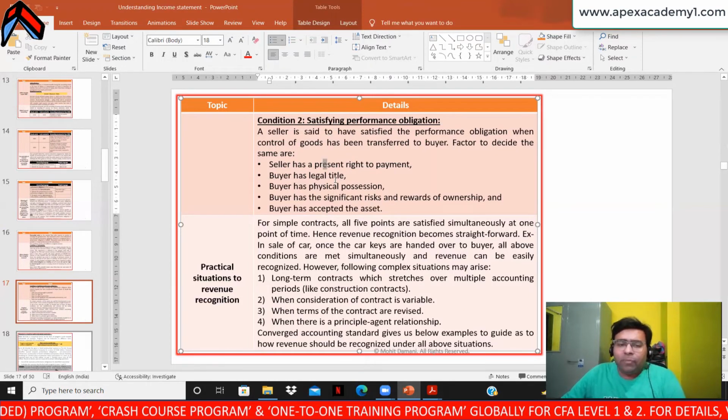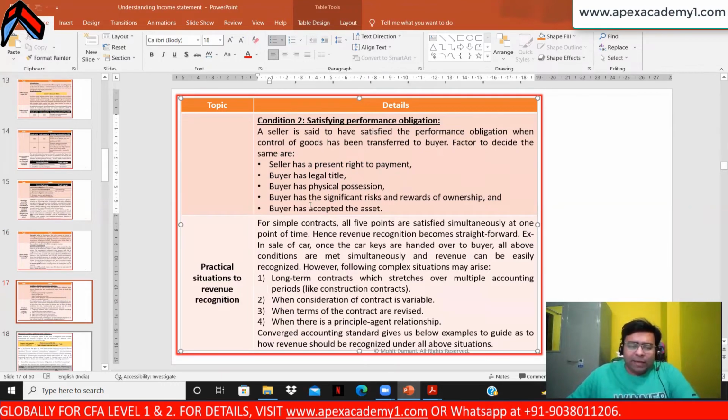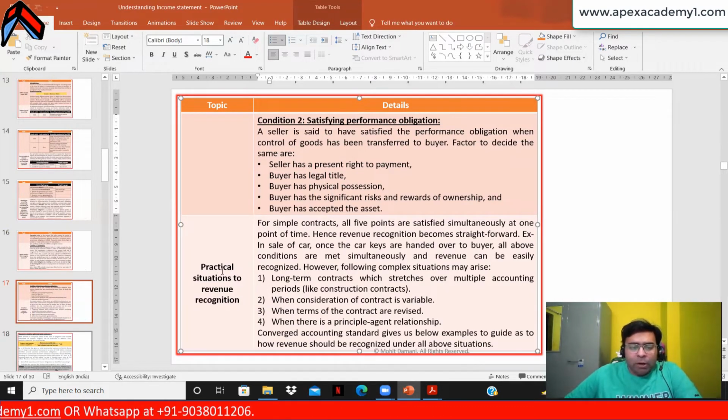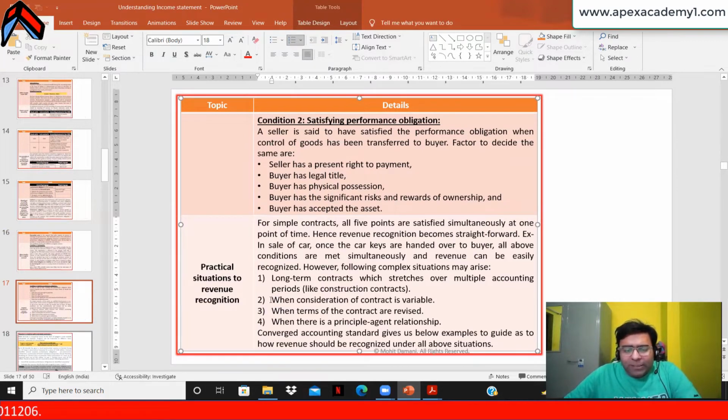That is, the seller must have the right to payment, the buyer has the legal title, possession, etc. That means, ideally and logically, you should be able to receive that thing. Now there are certain special situations, which are basically 4 special situations: 1, 2, 3, 4. In each situation we'll be understanding what we are supposed to do.